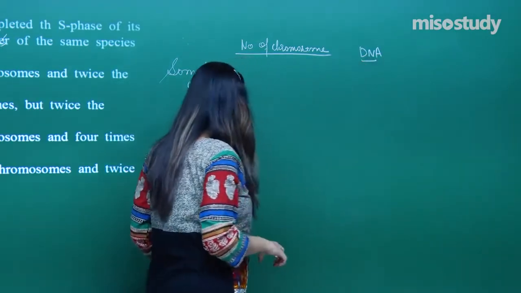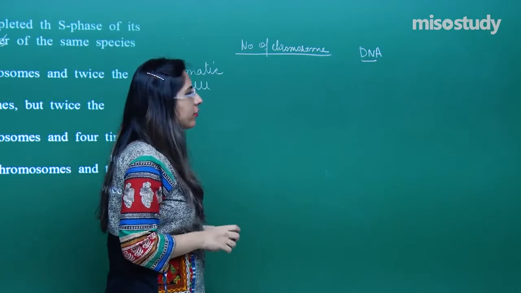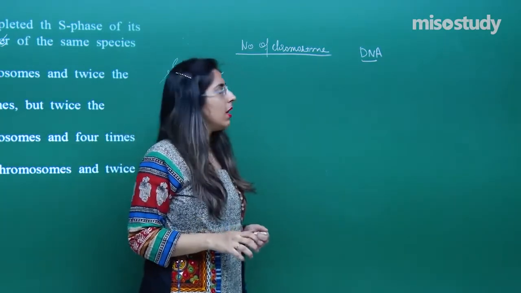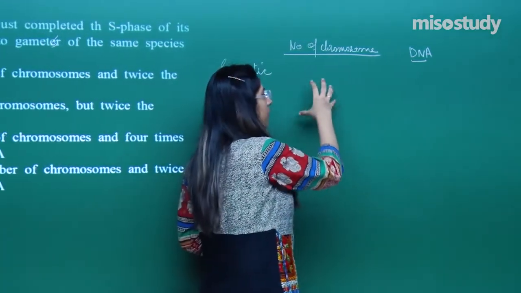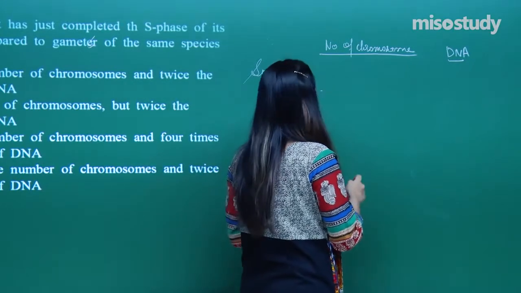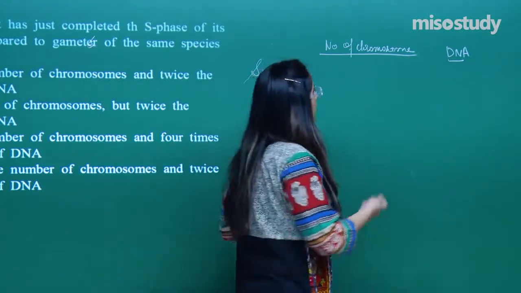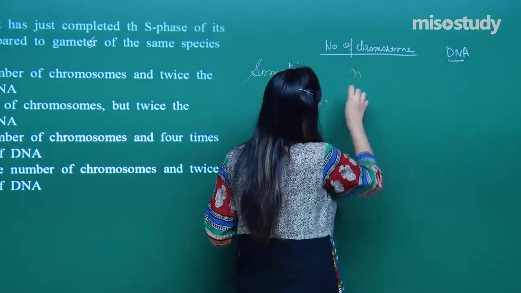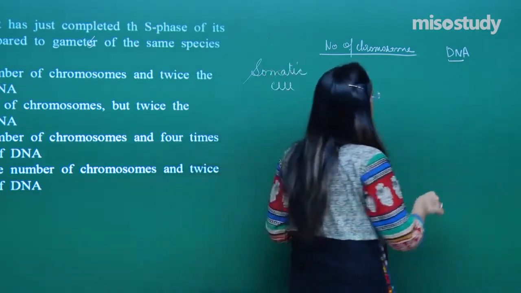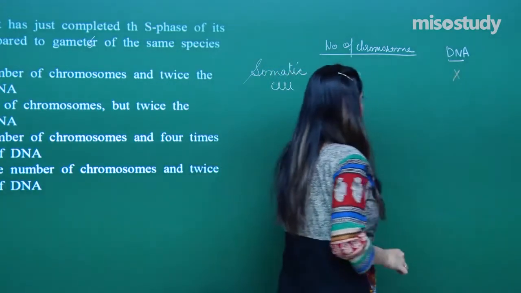Number of chromosomes and amount of DNA. In case of the somatic cells, mitosis occurs. The number of chromosomes remains the same. This is also called an equational division. Let's see, the number of chromosomes in this case is n and the amount of DNA in this case is x.